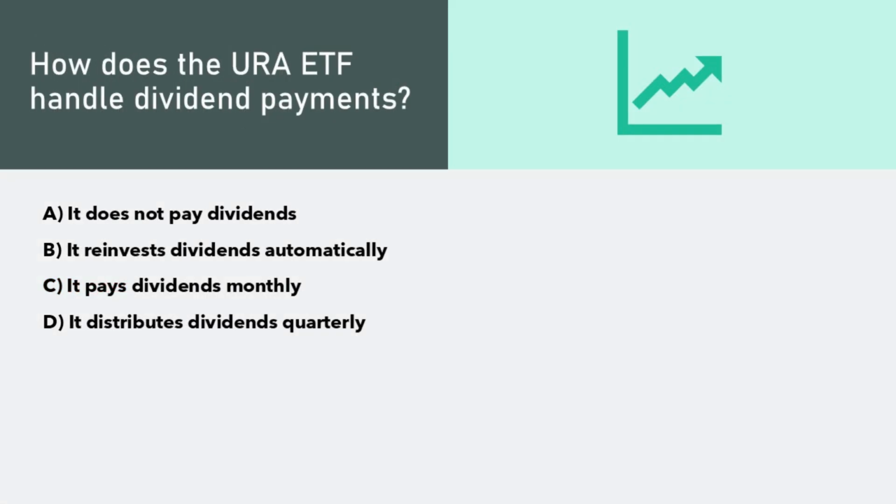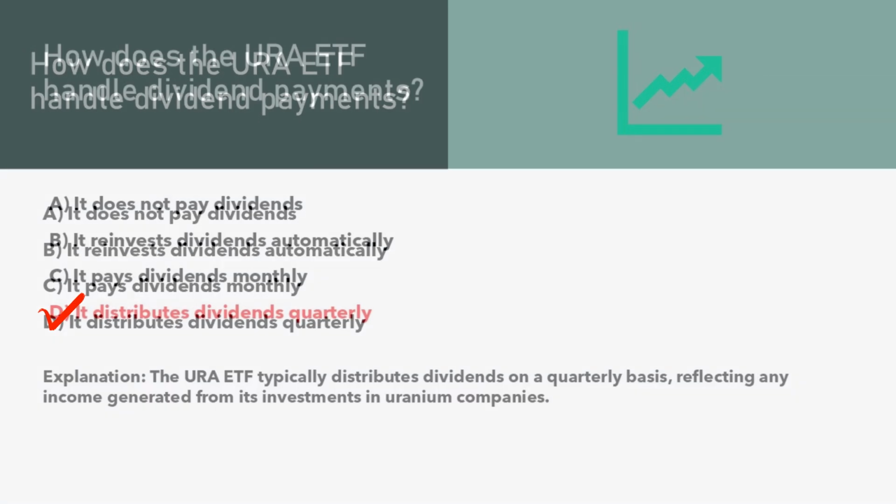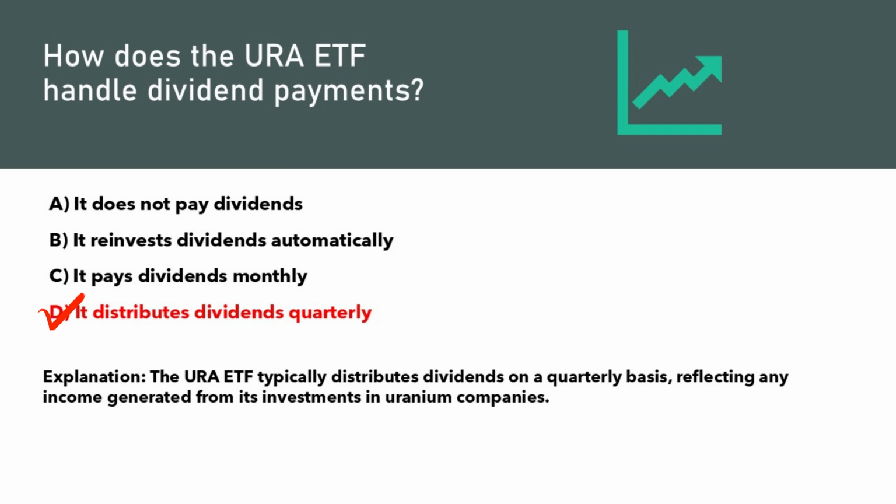How does the URA ETF handle dividend payments? Answer: D. It distributes dividends quarterly. Explanation: the URA ETF typically distributes dividends on a quarterly basis, reflecting any income generated from its investments in uranium companies.